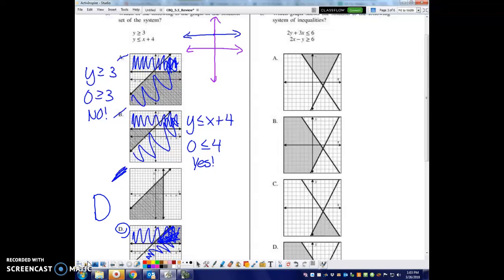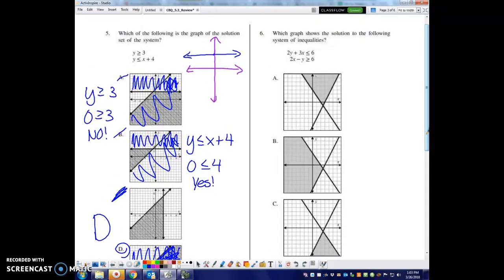Okay, so next one. Which graph shows the solution to the following system of inequalities? Okay, so we're doing the same thing, but we need to put this into y equals first. So this 2y needs to move over. We have 3x. Oh, sorry, did the wrong thing. We need to move the x over, not the y. 3x needs to move over.